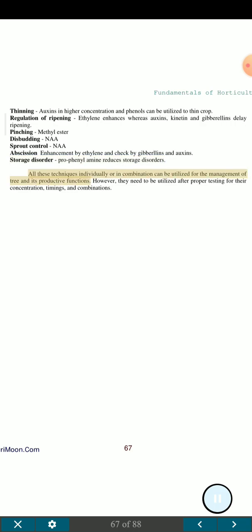All these techniques individually or in combination can be utilized for the management of the tree and its productive functions. However, they need to be utilized after proper testing for their concentration, timings, and combinations.